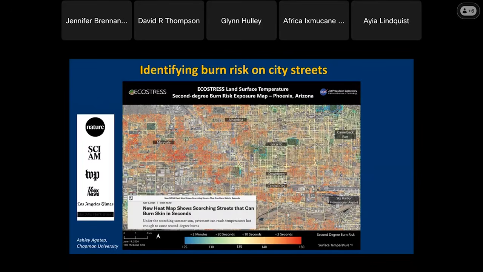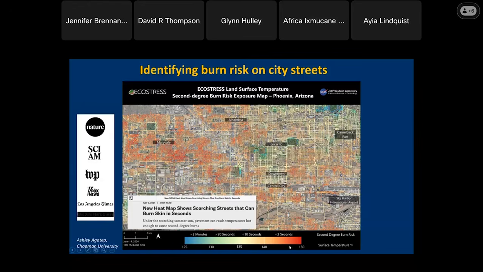She was with us and she implemented a sharpening algorithm that we use here at JPL, which can get the data down to about a 10-meter resolution using Sentinel-2. And what she did here was overlay this on a map of Phoenix streets and pull out the temperature over these individual streets. And what we did here was we estimated the amount of time it would take to get a contact burn if someone fell on the street, for example.